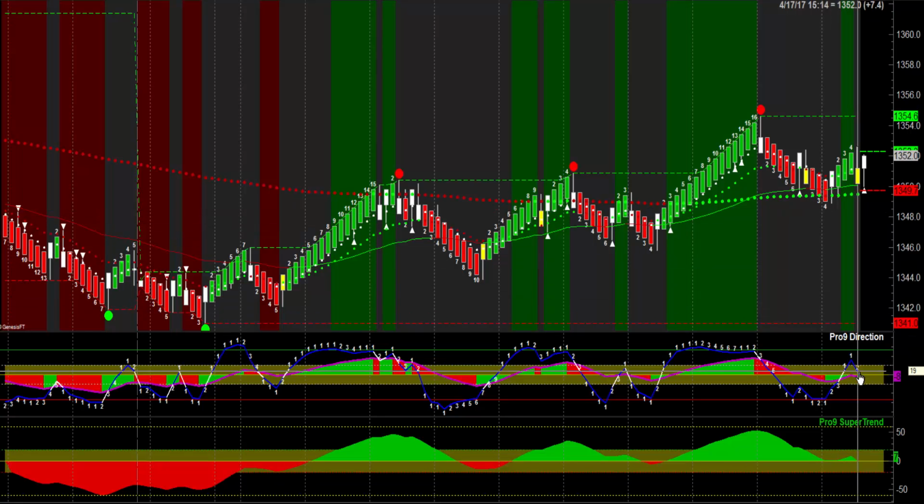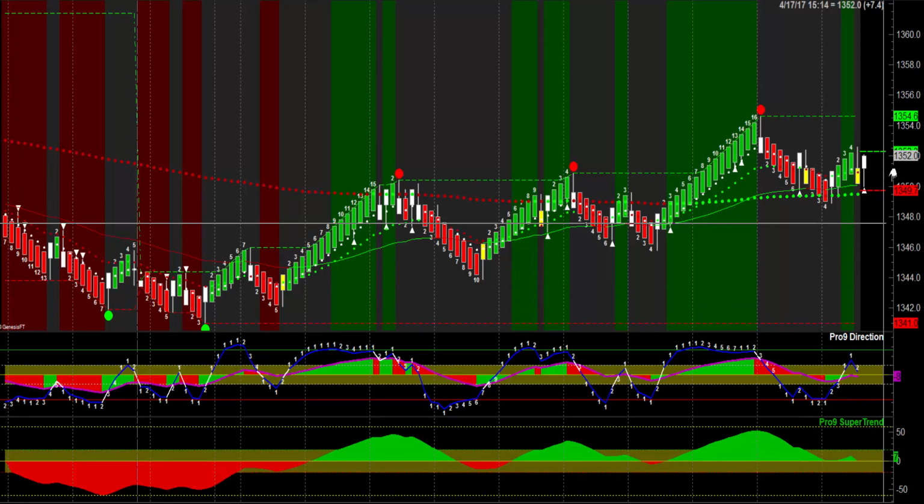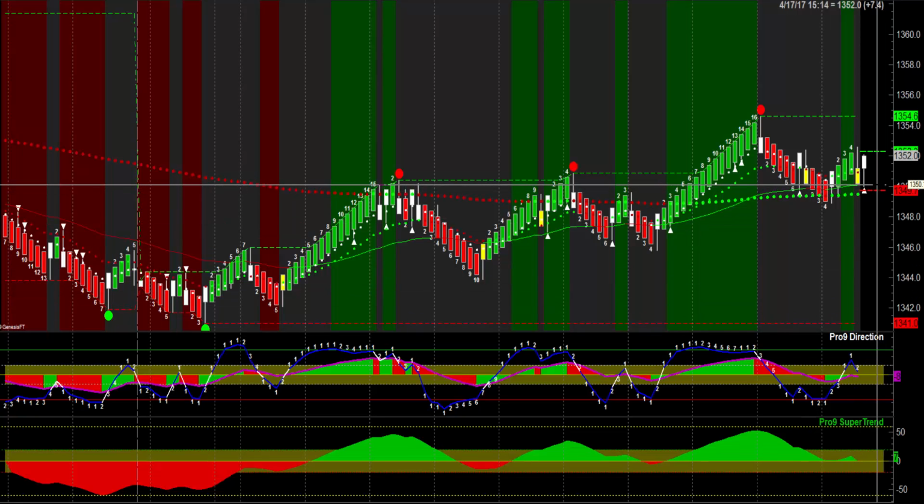Next, we need to see our blue line above the purple line, and we also need to see our super trend outside of its neutral zone, or at plus 20 or above, unless our turn bar touches the 50 EMA during its formation. And next, we need to see a turn bar.